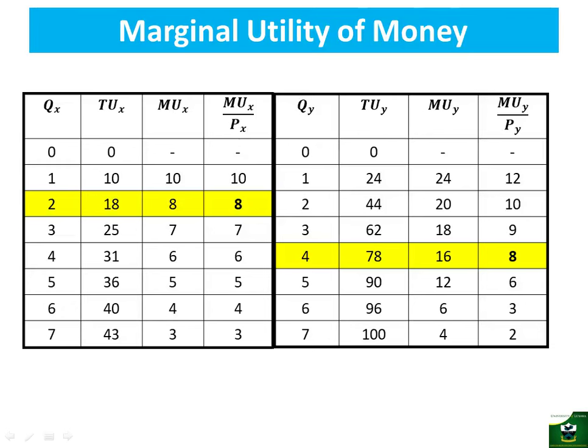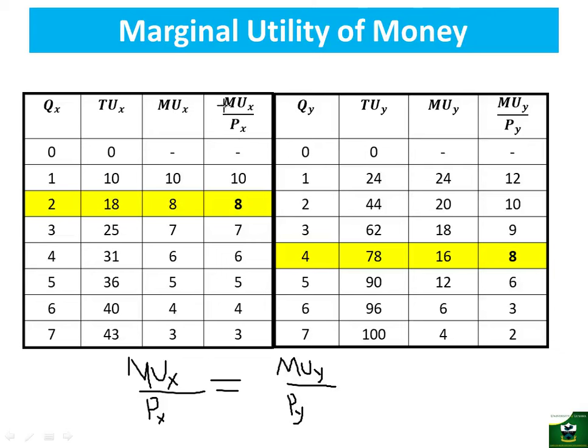According to the law of equimarginal utility, equilibrium in this case will be the ratio of marginal utility of x divided by the price of x. Pardon my drawing. This should be equal to the marginal utility of good y divided by the price of y. If we find this level, it means that we will have found our consumer equilibrium.